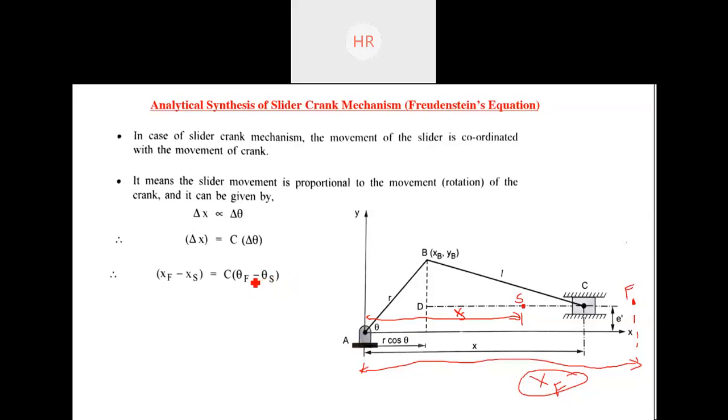Similarly, the crank rotates, suppose the starting position is at some angle. We consider that position, this is starting position, and suppose this is finishing position theta f. So theta f is the finished position of crank, theta s is starting position of crank, xf is finishing position of slider, and xs is starting position of slider.